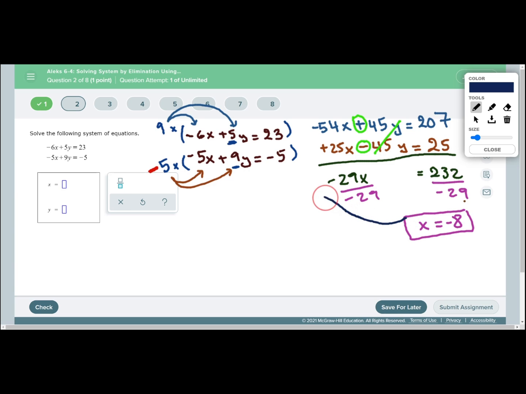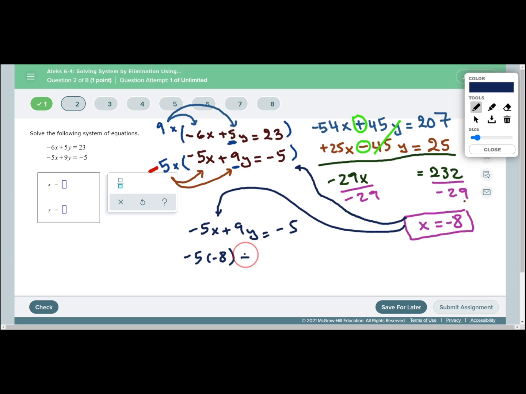All right, we're going to plug this in. Let's use the first equation, -5x plus 9y equal to -5. And then we plug in x as -8. -5 times -8 plus 9y equal to -5. That will give me 40 plus 9y equal to -5.